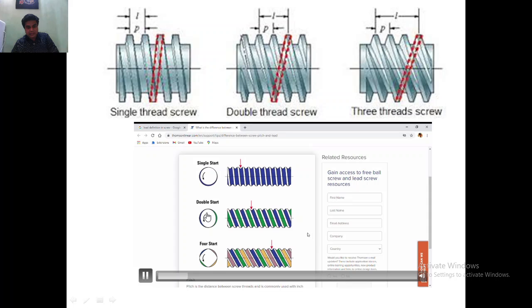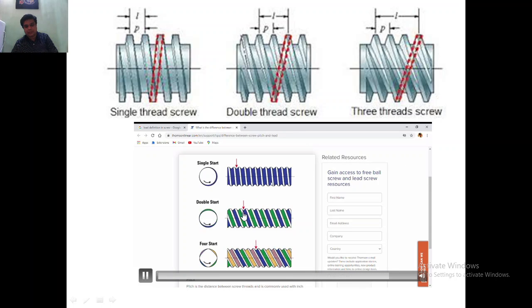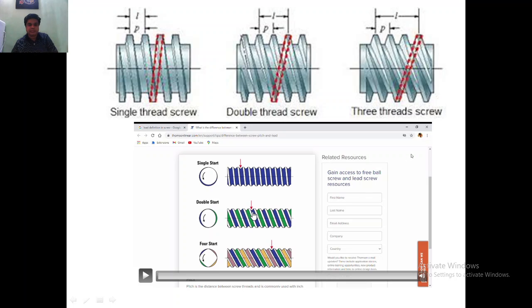Similarly, you can see here in double start, in one rotation of the screw, the linear distance moved by the thread is equal to 2 times the pitch. So you can see the color, blue color. In one rotation, it moves by 2 times the pitch. So it's called a double start screw.